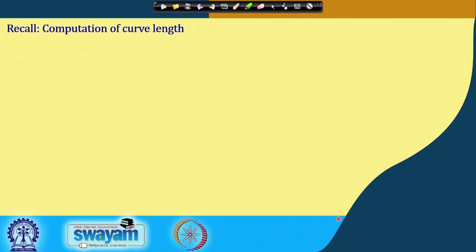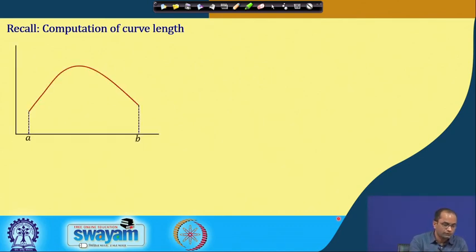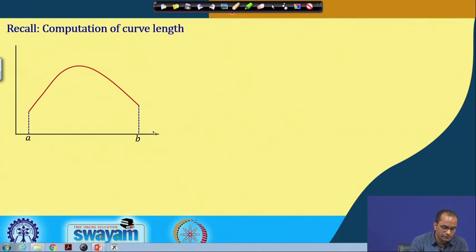Just to recall, how do we compute the curve length in the case of a single integral? For instance, we have this curve, or the function, given by f(x). This is the x axis and here we have the y axis, and this is the function f(x) with respect to the values of x.